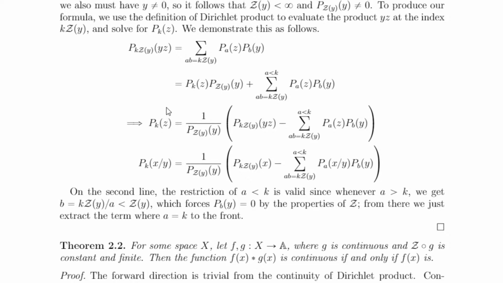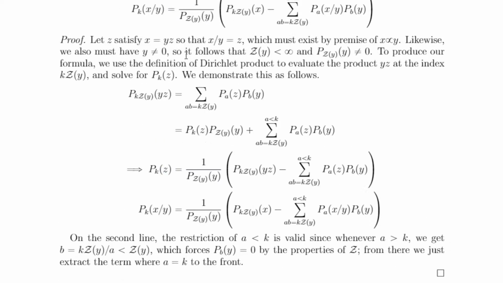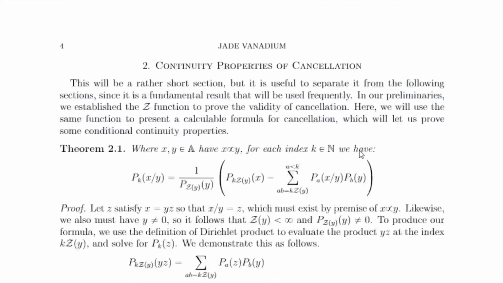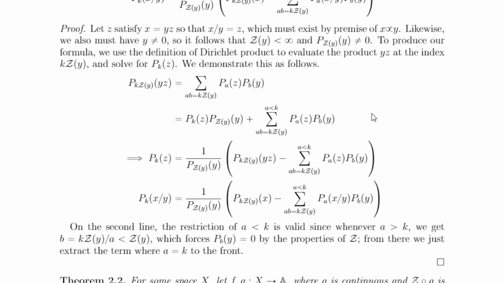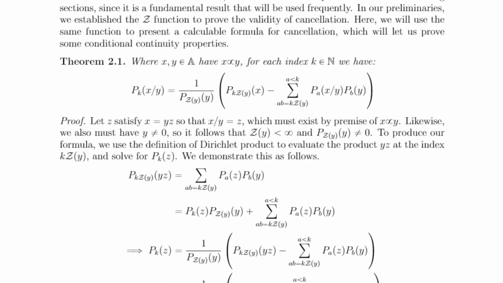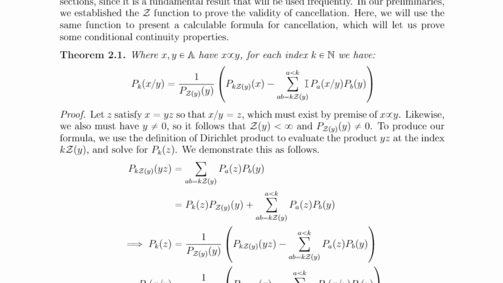This is written in terms of z, but we just wrote z as shorthand for x divided by y. So we can just do all these replacements. So z is x divided by y, and then over here we had y times z. Well, y times z is just x, so we have x here. And then right here we had z, and that's just x divided by y as well. So this gives us our cancellation formula. This is exactly what we wanted, and that's the claim that the theorem is making. So we have this crazy cancellation formula.